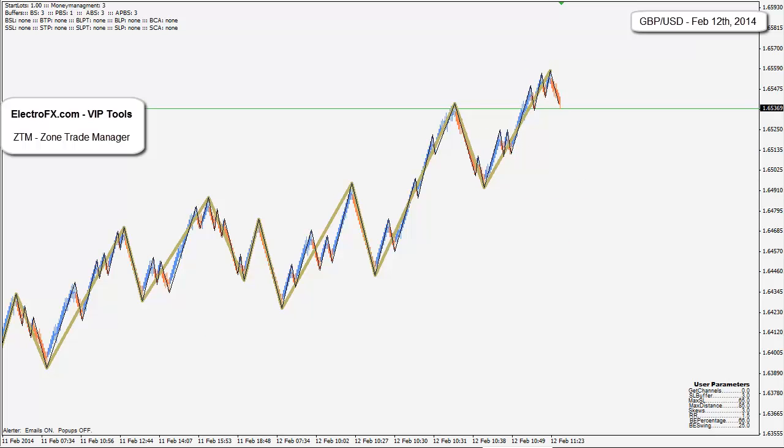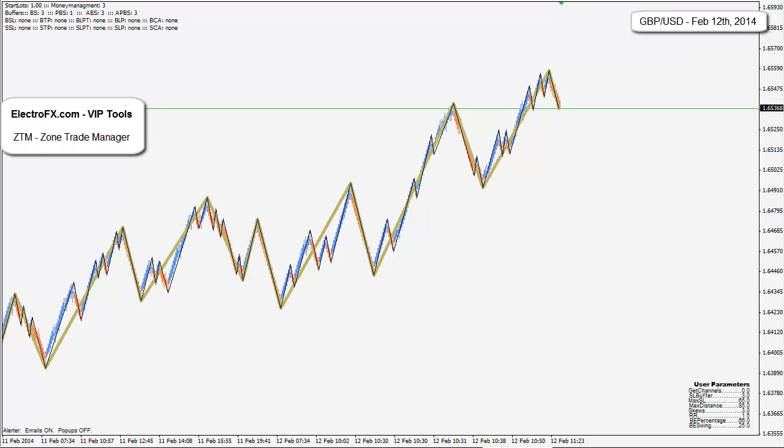In order to do this, I'm going to use the Zone Trade Manager, and it will execute my entry triggers for me automatically. Now, if you don't know what my entry triggers are, then I suggest you watch this video series from the beginning, and you will have a complete understanding of what they are.